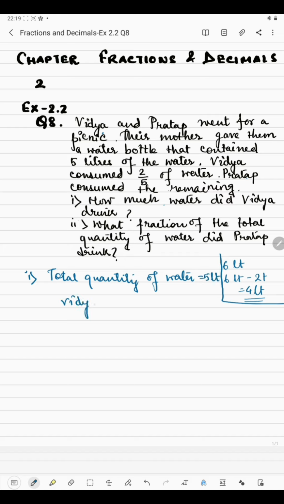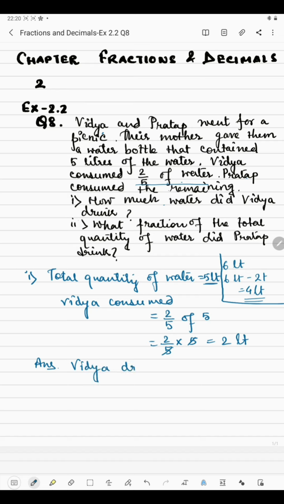Vidya consumed 2 by 5 of water. 2 by 5 of water means 2 by 5 of the total quantity of water. So 2 by 5 of the total quantity of water, which was 5 liters. So 2 by 5 of 5, which is 2 by 5 multiplied by 5. So if you cancel 5, we will get 2 liters. So Vidya consumed 2 liters. So this is the answer of the first part, how much water did Vidya drink. So Vidya drank 2 liters.